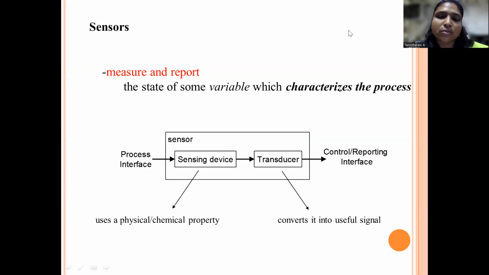Hi all. In this video lecture we are going to see the classifications of sensors and a few of the frequently used sensors for IoT projects.